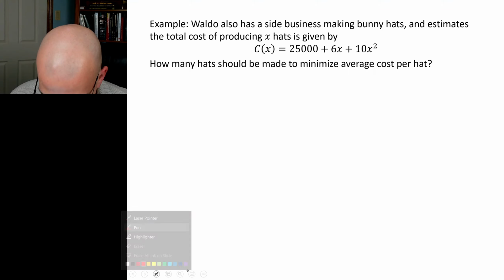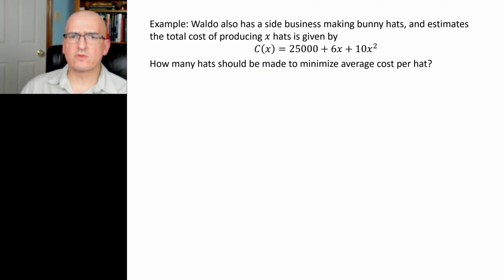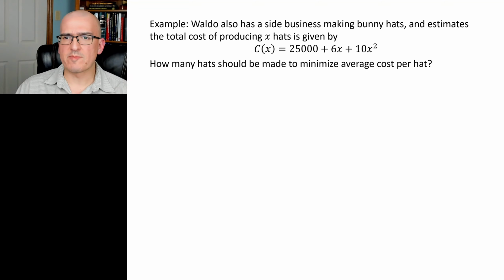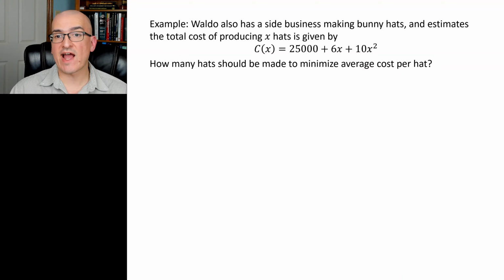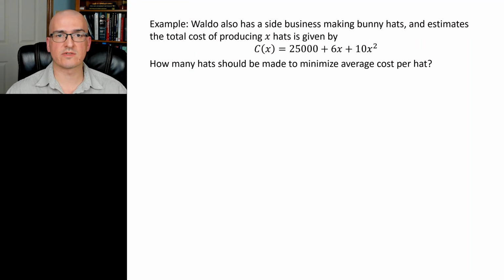Okay, and then one more example. This one's on average cost. So this Waldo fellow, in addition to making snake diapers, also makes bunny hats and estimates the total cost of producing x hats is given by 25,000. So that would be the fixed cost portion, plus 6x plus 10x squared. So there's a non-linear component to the cost.